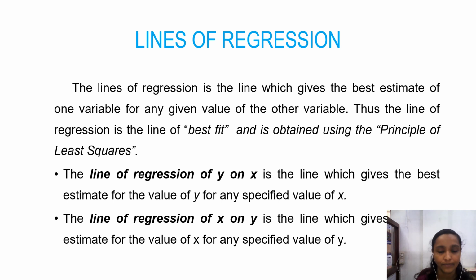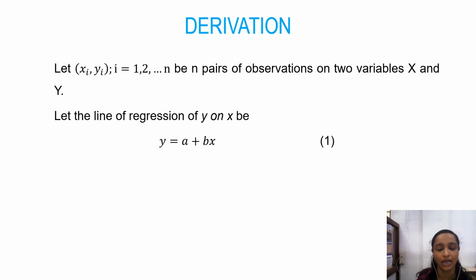Lines of regression. A line of regression is a line which gives the best estimate of one variable for any given value of the other variable. The lines of regression are obtained using the principle of least squares. There are two lines of regression: the line of regression of y on x as well as the line of regression of x on y. The line of regression of y on x gives the best estimate of the value of y for a specified value of x, whereas the line of regression of x on y gives the best estimate of x for any specified value of y.